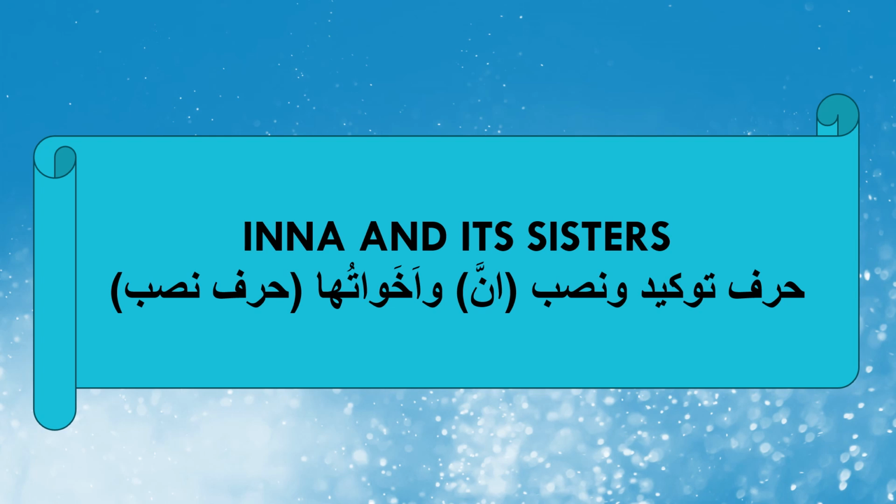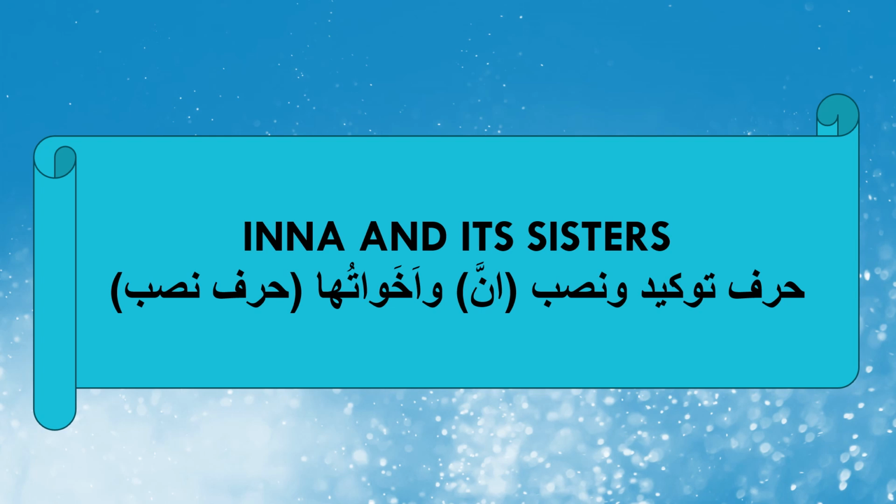That's why it's called harf tawqid, because it's the only particle that makes emphasis in the sentence. And the other sisters are called harf nasb. Whenever you give the irab for the sisters of inna, you should not write harf tawqid wa nasb but harf nasb, because they come only as a particle and follow the rules. They all follow the rules of inna and come only as a particle.